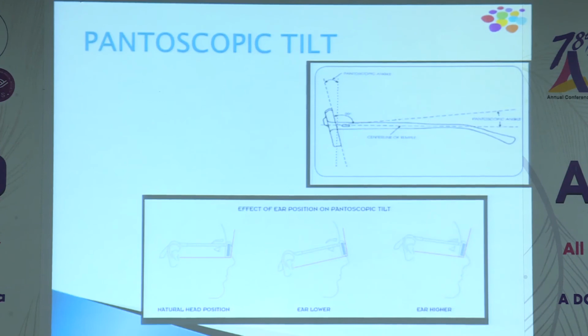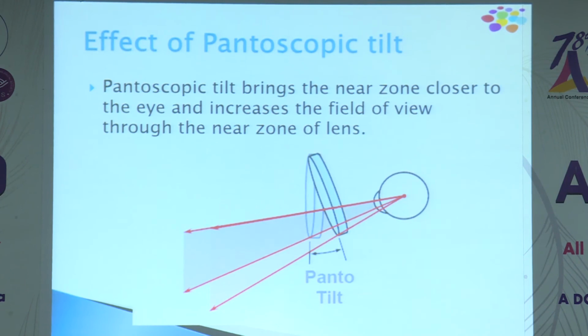So you will check it, everything is correct. Otherwise the patient will come back and tell you that I have a problem. So check whether, when you are wearing the glass, this pantoscopic tilt is going to change or not. The ear position is also important, because if the pantoscopic tilt is not proper, the patient cannot see downwards.